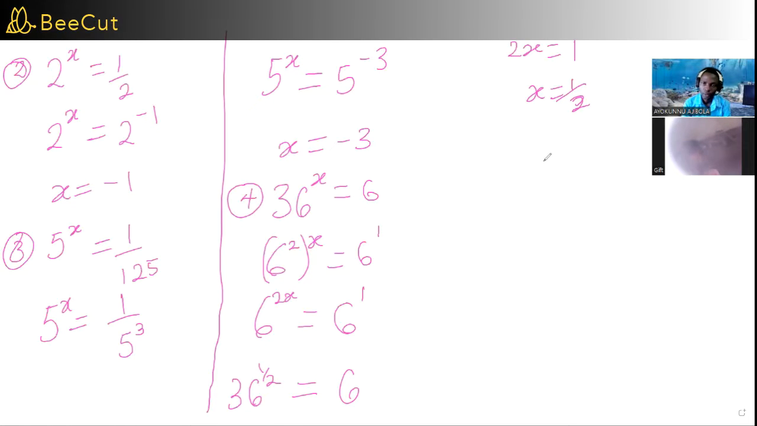How do we get that? 36 is 6 squared, then raised to power half. And when you multiply the powers, the 2 and half cancel, and you have 6 raised to power 1.